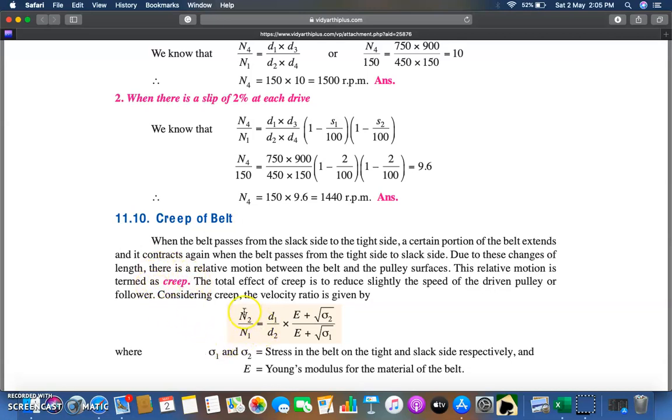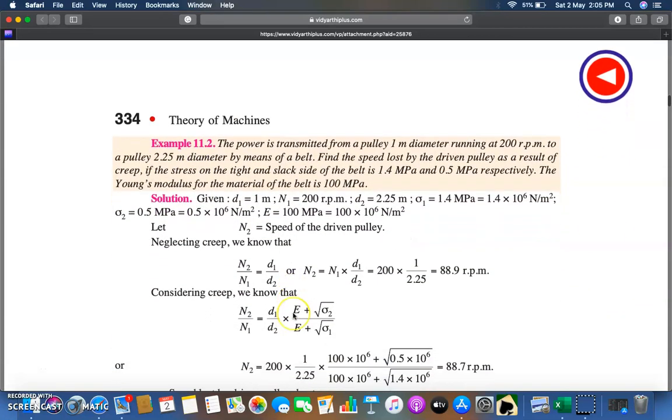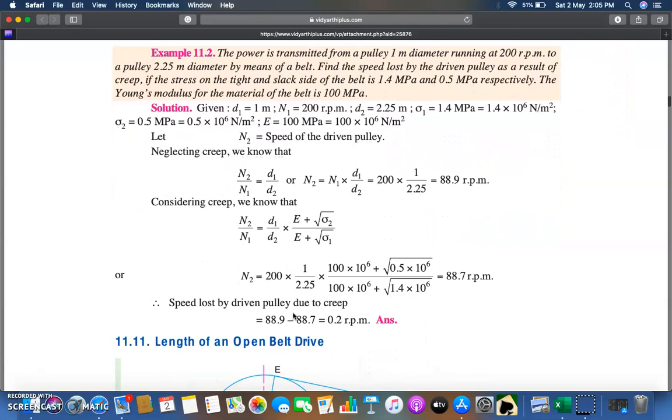And if you are encountering creep in your velocity formula, then it will look like this: E1 by E2 and sigma 1 by sigma 2 by sigma 1. Sigma 1 and sigma 2 are stresses in belt on tight and slack side respectively, and E is the Young's modulus of material. Because the belt will be on the tight side and slack side, both the belt material will be the same, so the value of E will be the same here. Now if you want to include creep, then you can try this numerical and calculate the value of speed. N1 is given, then you have to calculate the value of N2 here.